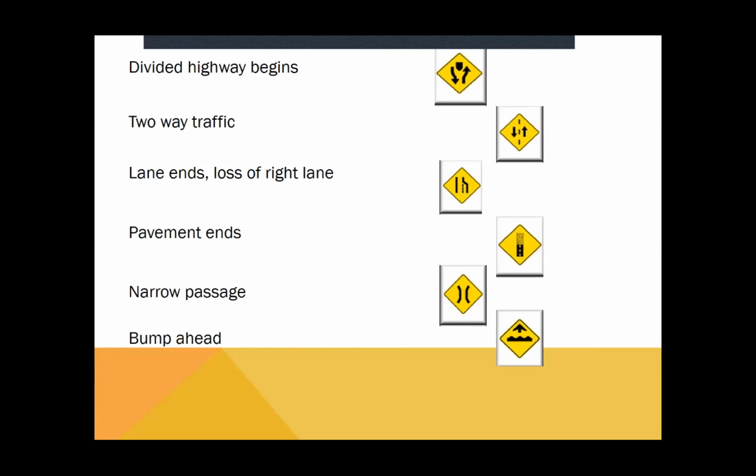Bump ahead, so that's just showing you that there could either be speed bumps or it could just be a really bumpy road up ahead. I've seen those too, where it'll say bumpy road and it'll ask you to reduce your speed down to like 60 or something like that.